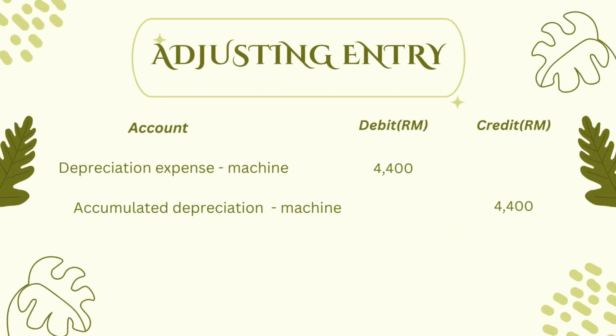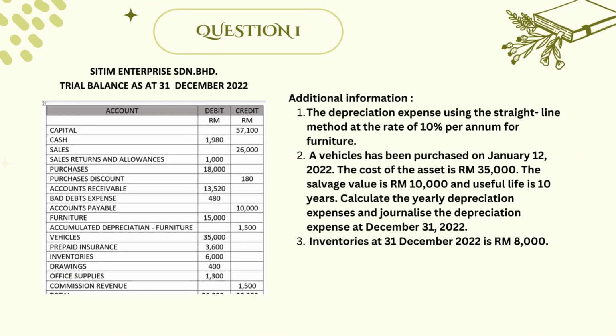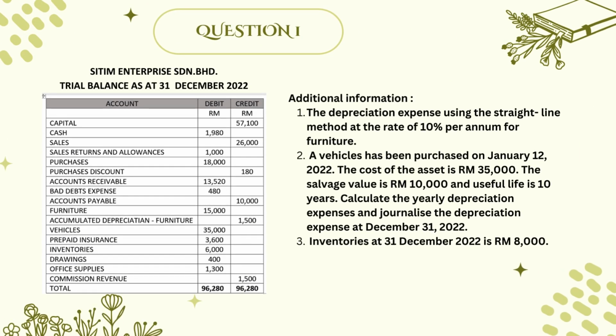So, this is how you need to record on the adjusting entry. On the debit side, you need to record depreciation expense for machine 4,400 ringgit. And on the credit side, you need to record accumulated depreciation for machine 4,400 ringgit. So next we go to question 1.